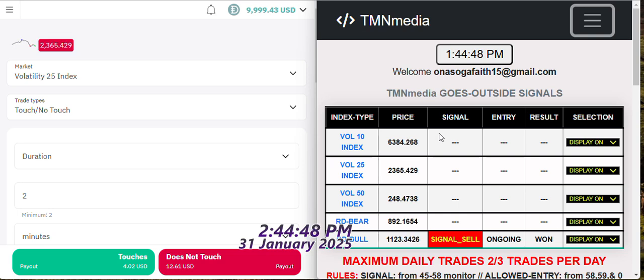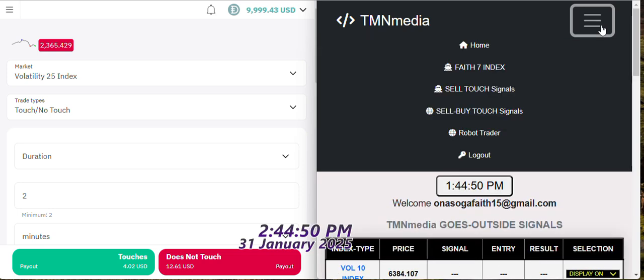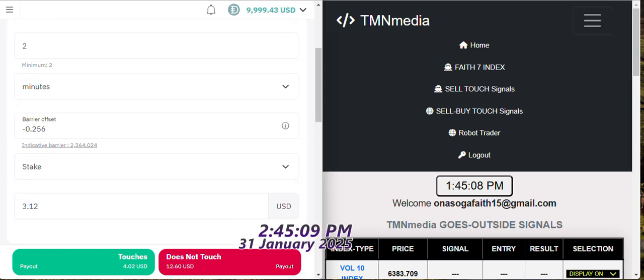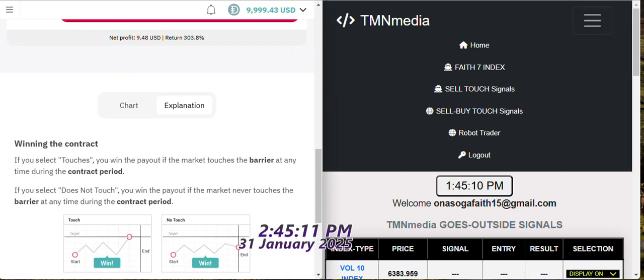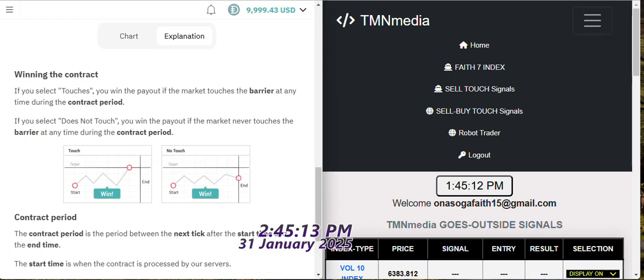Now the second one is for touch. The initial signal page that I had was all about touch trading. Even my app was all about touch trading signals. They were all for touch trading. Now I need you to understand how touch trading works. The easiest thing I will do is probably come here to where you have the touch and use that to explain a little bit to you.